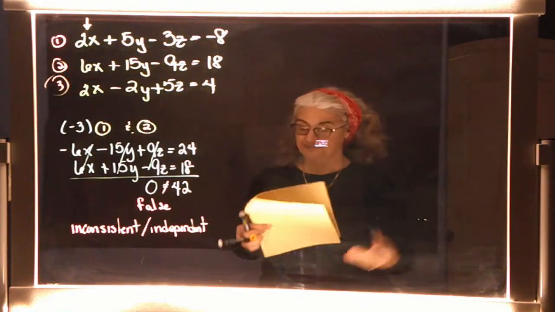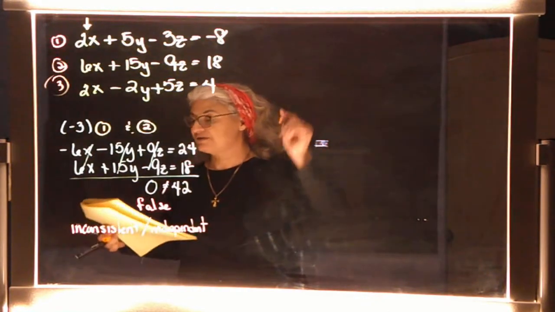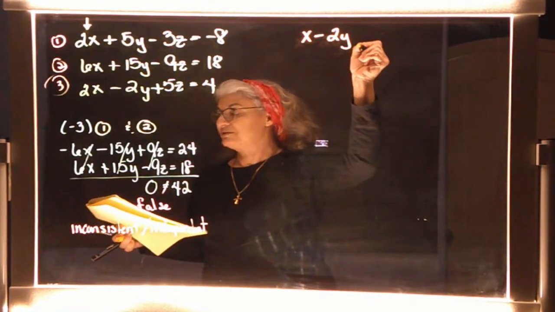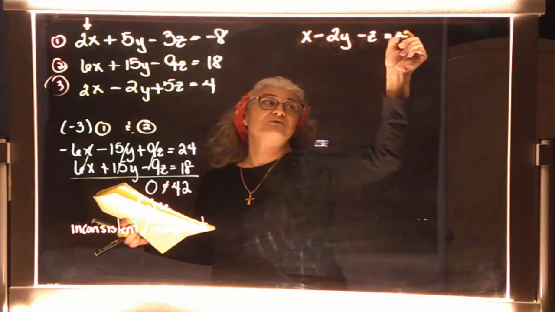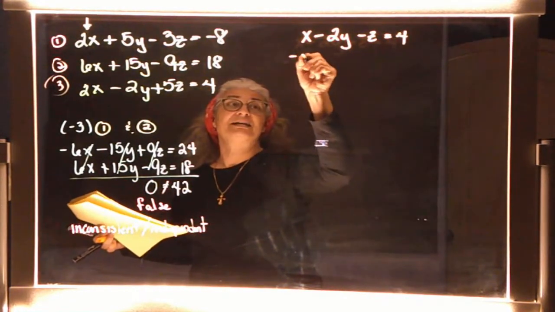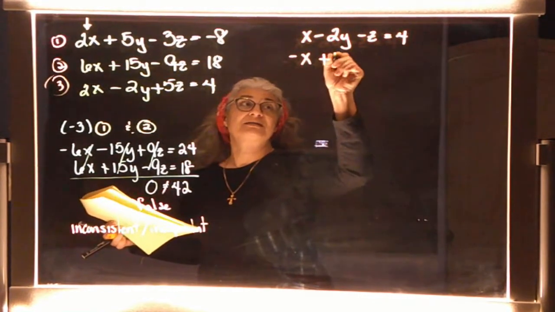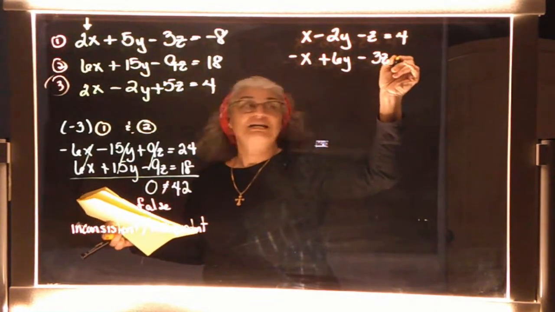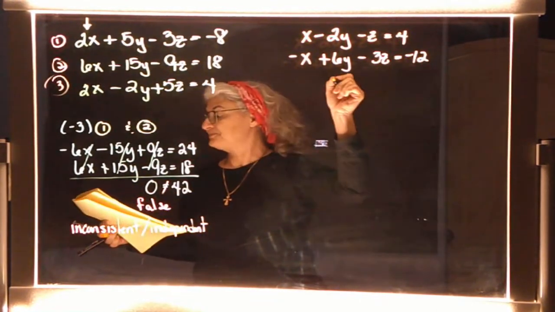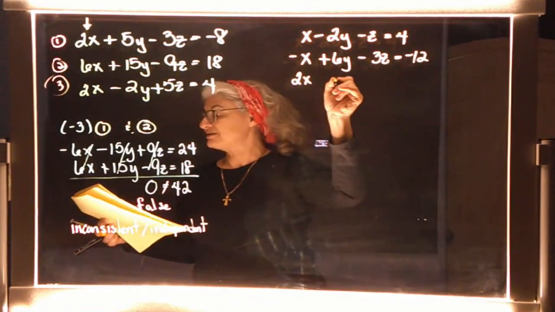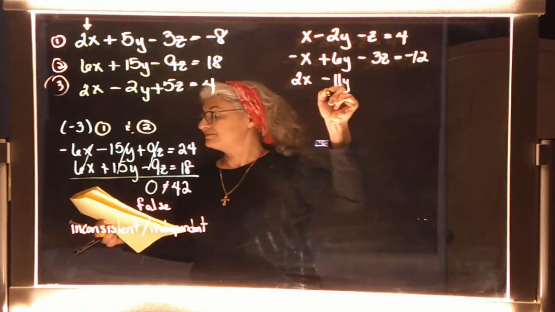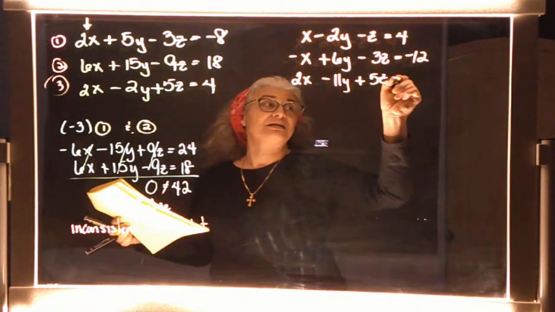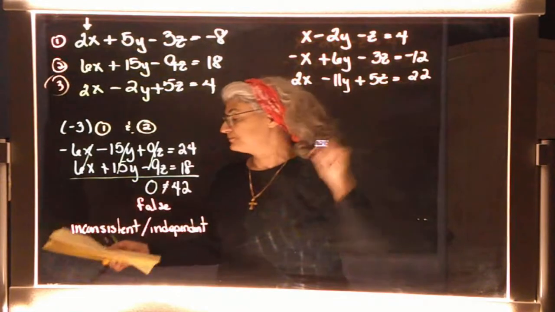First, I got to open the pen. All right. So, here's my 4th problem. X minus 2y minus z equals 4. Negative x plus 6y minus 3z equals negative 12, and 2x minus 11y plus 5z equals 22. Okay?